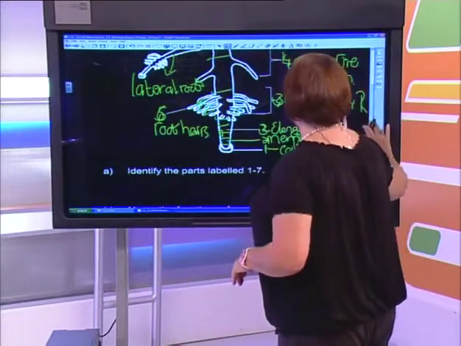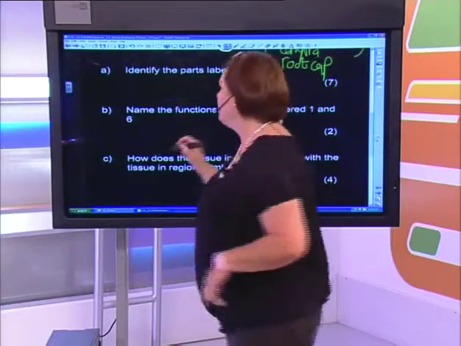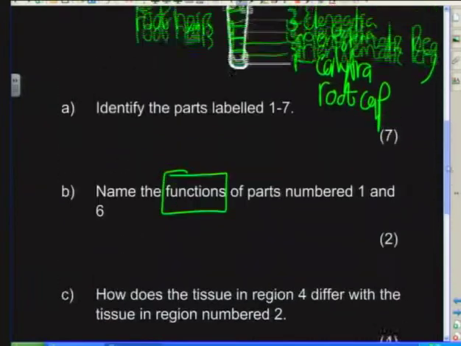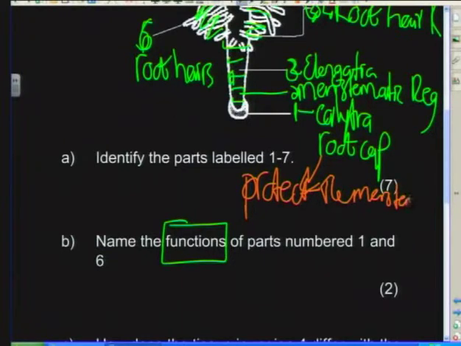Okay, let's answer number B. Name the parts' functions. What do they do, of parts numbered 1 and 6? I'm going to do it on the diagram. I'm going to use a different color. See if orange works. What is the function of my root cap? It is to protect the meristematic region. So it's to protect it.